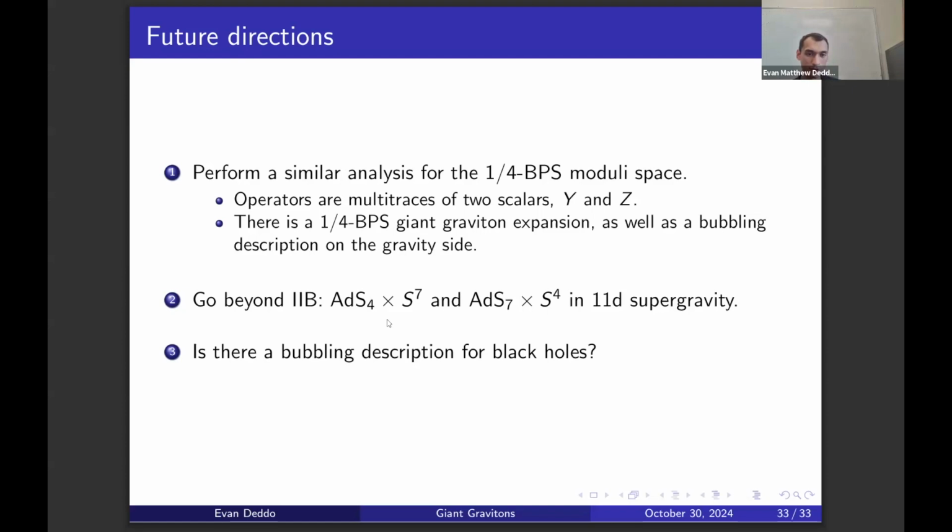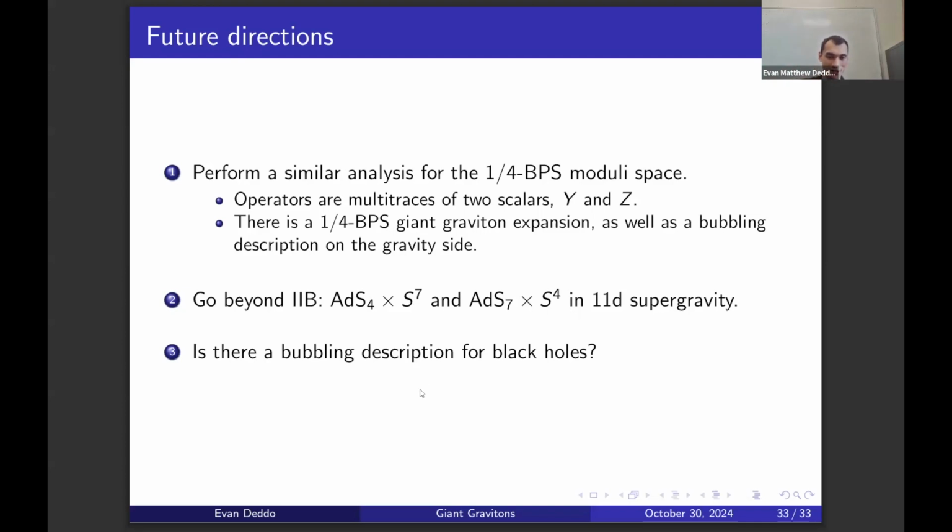And moreover, there are also bubbling descriptions beyond type IIB in 11D supergravity, for example. This was also shown by Lunin and Maldacena in the same paper. We can think about doing this analysis for AdS4 × S7 or AdS7 × S4. I think the fermion description is not as well known there, but the ingredients are there for the analysis. There are also other things, like considering other Sasaki-Einstein spaces besides just spheres. They have some expansions possibly.